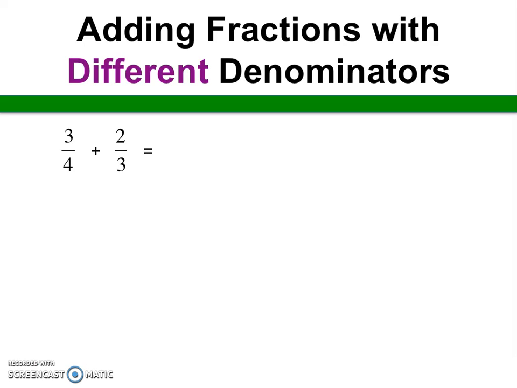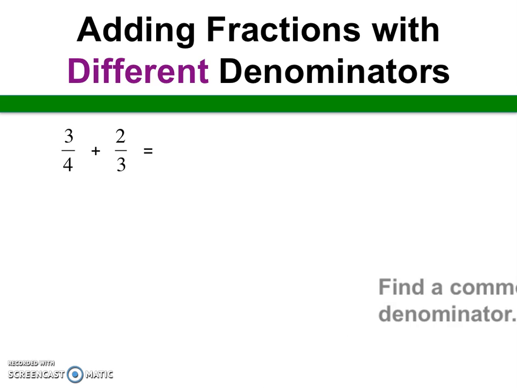If we look at this first one, 3/4 plus 2/3, one of them is fourths, one's thirds. When we were comparing fractions with different denominators, what did we have to do? Remember, we had to find a common denominator. So I'm going to do the same thing here. I'm going to find a common denominator for 3/4 and 2/3.